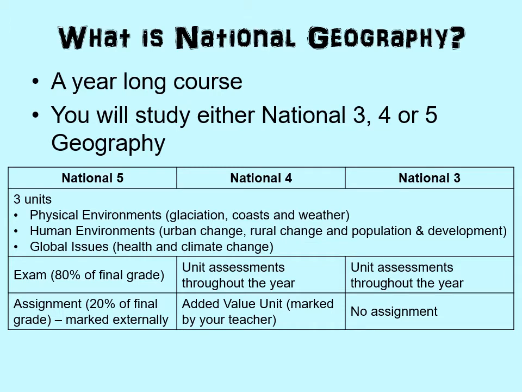If you take National 4, you don't have an exam, but you will have unit assessments that you need to complete throughout the year, and these will be done in class. You will do a piece of coursework called an added value unit, and this is going to be marked by me, okay? If you're National 3, again, there's no exam. You do unit assessments throughout the year and there is no assignment, no piece of coursework for you.